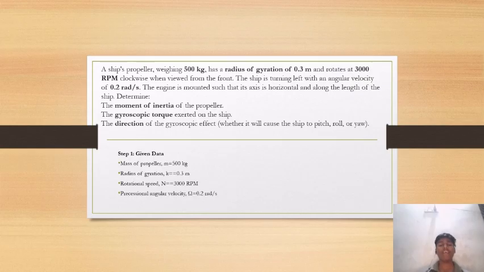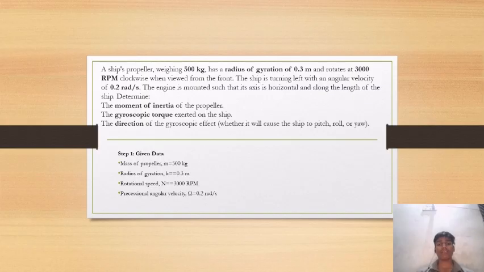A ship's propeller weighing 500 kg has a radius of gyration 0.3 meter, at 3000 rpm, clockwise when viewed from the front. The ship is turning left with an angular velocity of 0.2 radian per second. The engine is mounted such that its axis is horizontal and along the length of the ship. Determine the moment of inertia of the propeller, the gyroscopic torque, and the direction. Similarly, we need to calculate the moment of inertia. Let's first find the given data. This is all the given data.